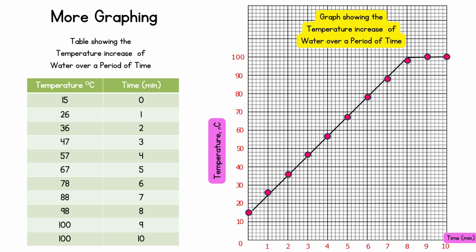And don't forget to put your title. Graph showing the temperature increase of water over a period of time. The title of the graph is the same as the title of the table. All you do is swap out the name table and put the word graph.